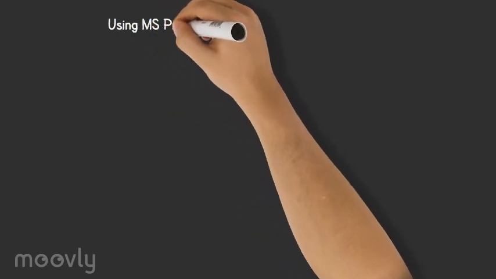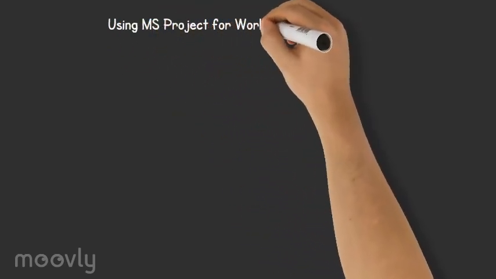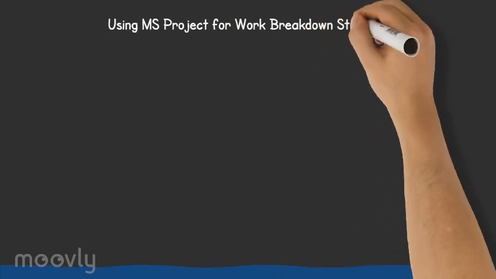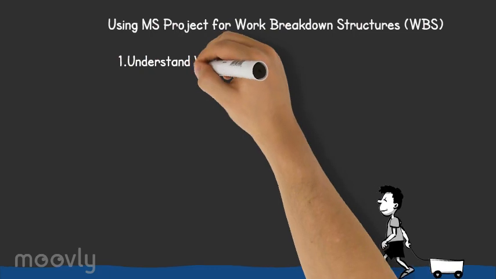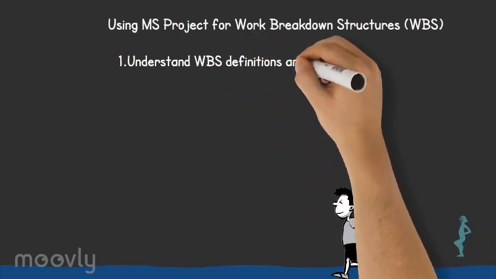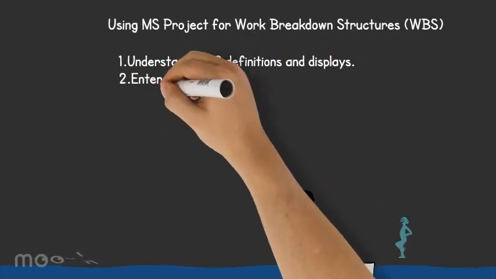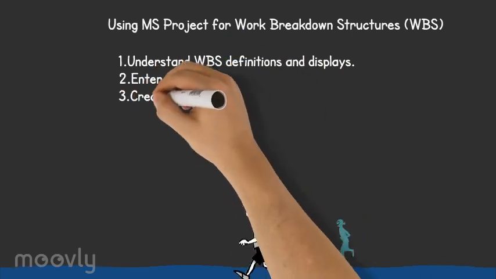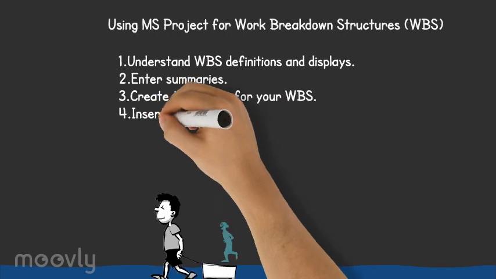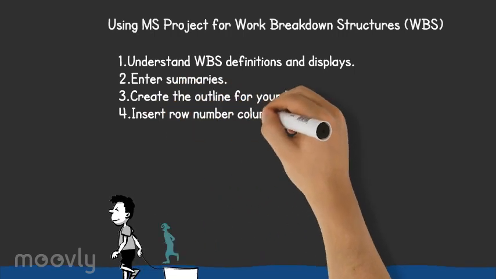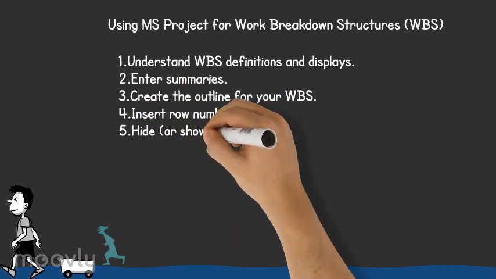Now we will talk about the last part, using MS Project for work breakdown structures, WBS. Here we will talk about 5 functions: how to understand WBS definitions and displays, enter summaries, create the outline for your WBS, insert row number column. Last but not the least, hide or show the desired amount of detail.